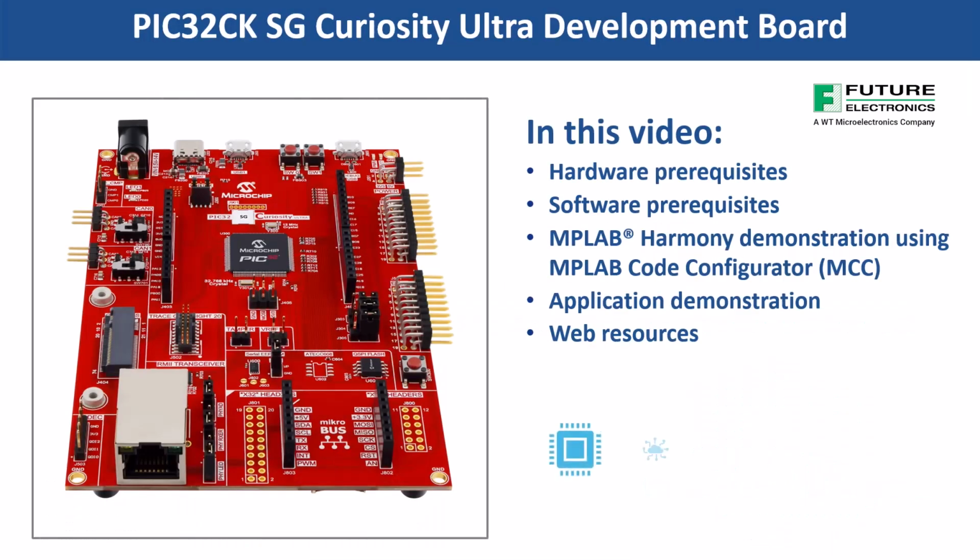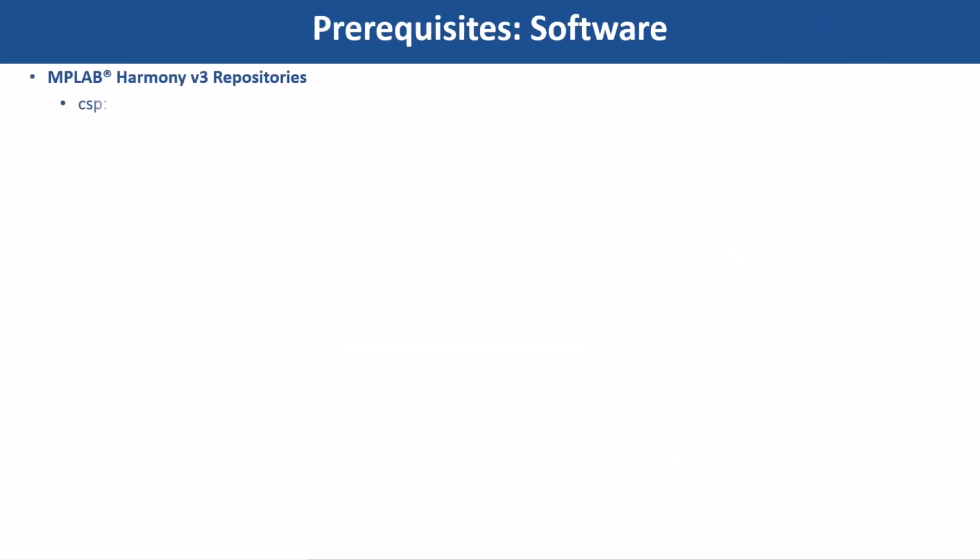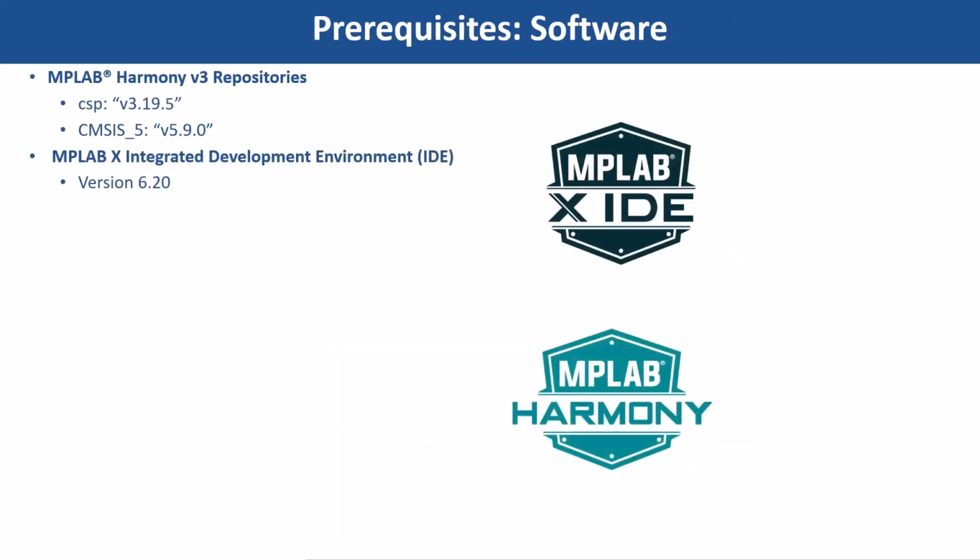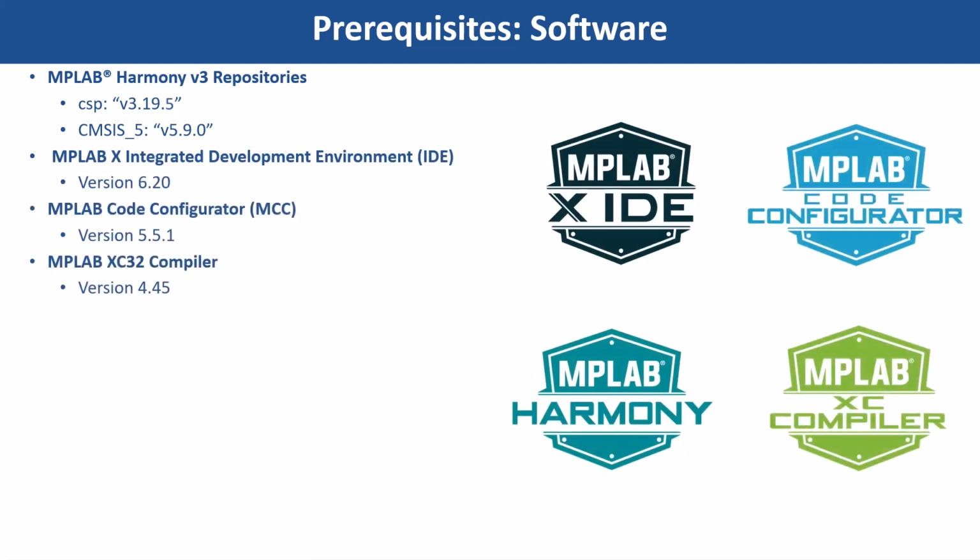In this video, we will show you how to get started with the PIC32CK SG Curiosity Ultra Development Board using MPLAB Code Configurator, also known as MCC. Clone the MPLAB Harmony v3 repositories and install the software shown here. You can use MCC Content Manager to clone these Harmony packages.